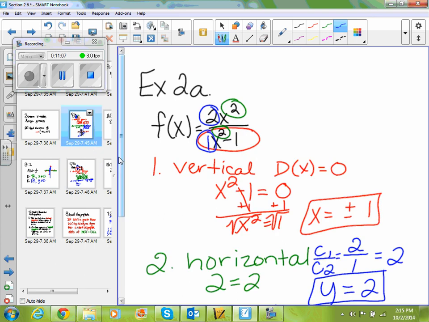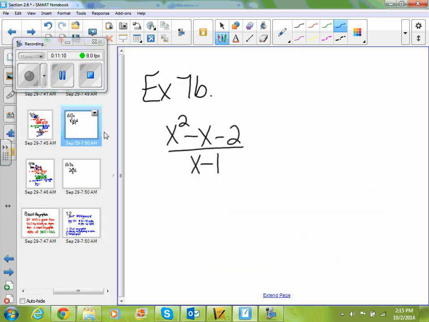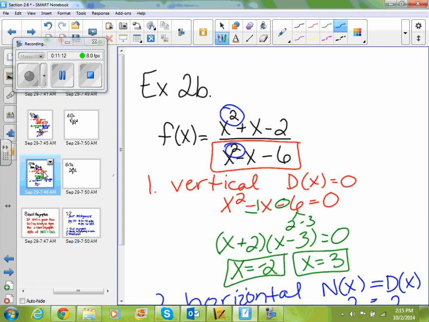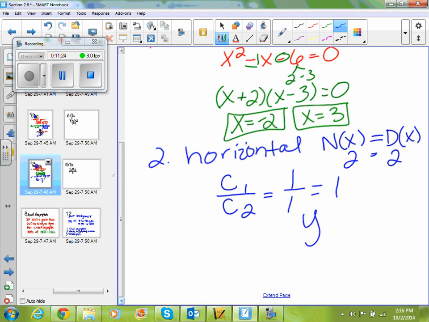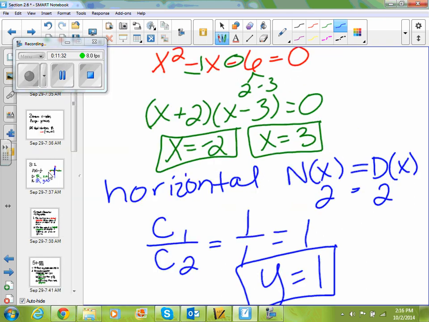my coefficient of my first function is 1. My coefficient of my second function is 1. And so then that ratio is equal to 1 over 1, which just equals 1, which tells me that I have a horizontal asymptote at y equals 1. So let's graph this function to figure out if that's actually what we get.